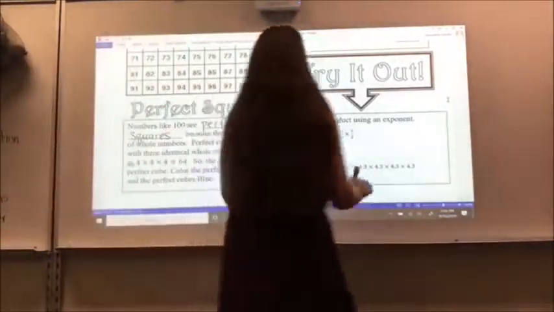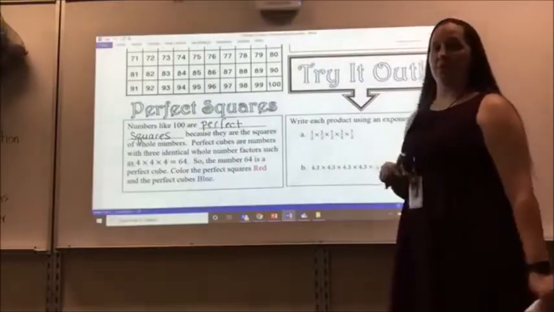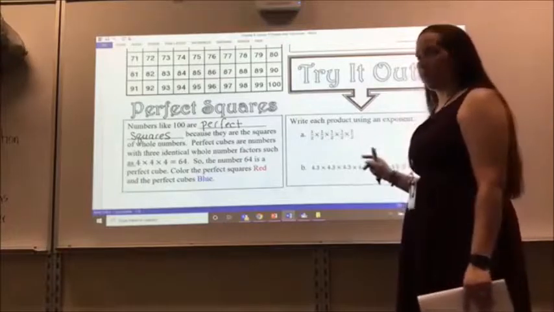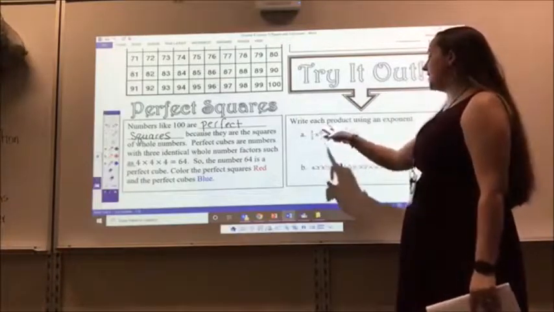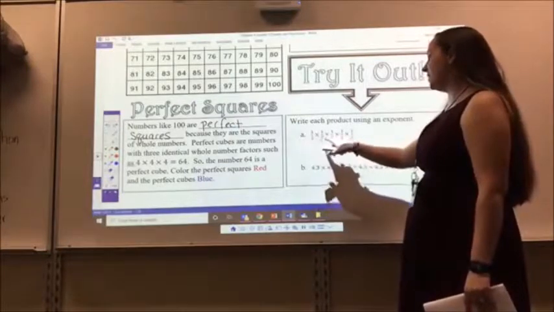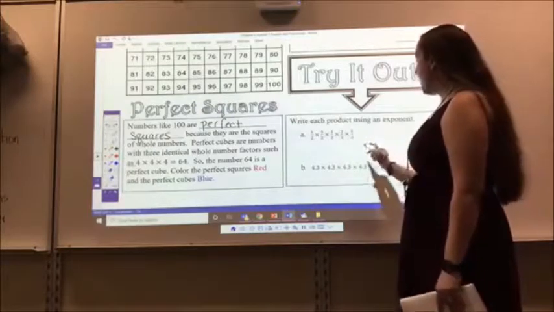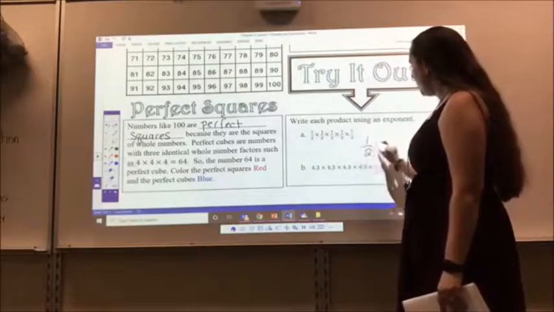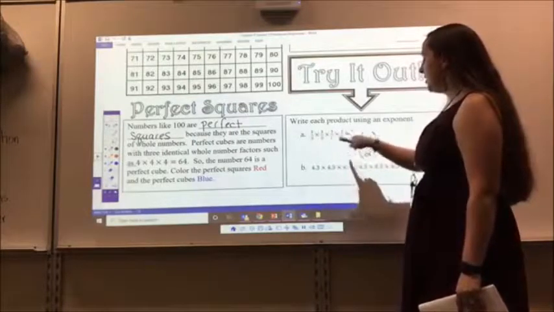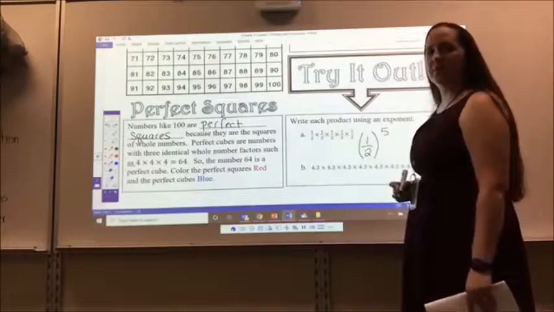Now we have 2 try-it problems. So you're going to go ahead and pause the video and you're going to try out the try-it problems. Alright, now that you've tried out the try-it problems, let's go over them together. So the first one, it says write each product using an exponent. The first one I have is 1/2 times 1/2 times 1/2 times 1/2 times 1/2. So my base is 1/2, and there's 1, 2, 3, 4, 5 of them. So it's 1/2 raised to the 5th power.